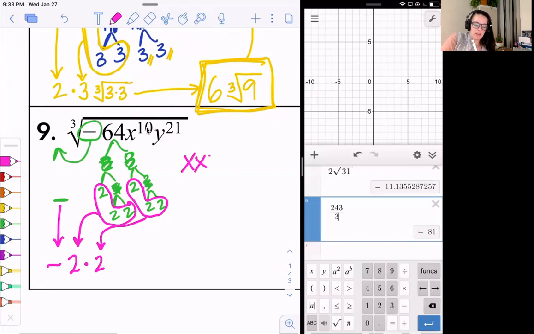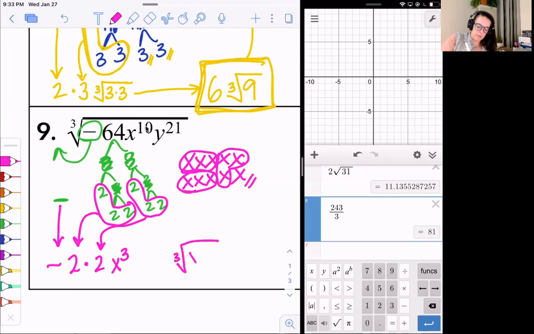I could write them all out, and then I could say, okay, there's 1 group, 2 groups, 3 groups. But as you would imagine, I could also divide, right? How many groups of 3 go into 10? 3 of them, so I'm going to write x to the 3rd. And how many are left over? There's 1 left over. I'm going to put that x on the inside here.